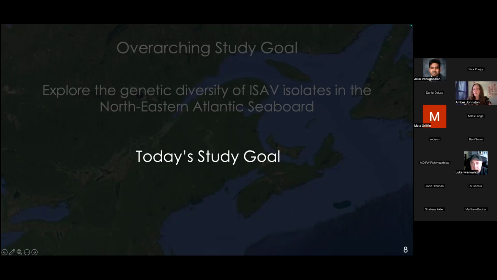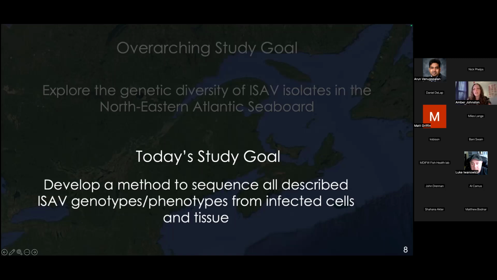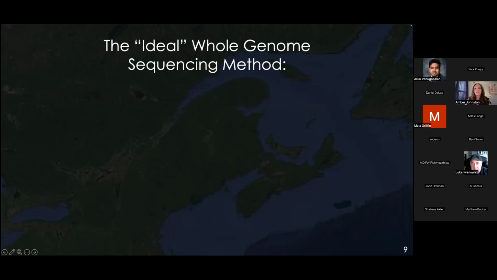As I mentioned previously, there are no published methods that, one, can encompass the full genetic diversity of ISAV isolates, and two, are optimized for both cultured cells and tissues. Which brings me to the specific goal of today's talk, which is to develop that all-encompassing ISAV sequencing method. So full disclosure, I'm not all the way through this stage yet, but I'm pretty close, so I'm excited to be here to share what I have so far.